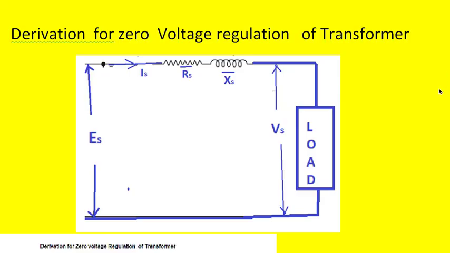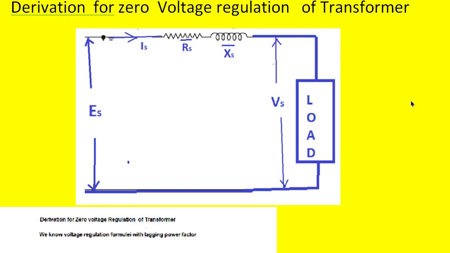So we have seen the definition of voltage regulation, that is, no load voltage minus full load voltage divided by no load voltage. We have also seen the conditions for zero voltage regulation and for maximum voltage regulation, and whether zero regulation or maximum voltage regulation is good.